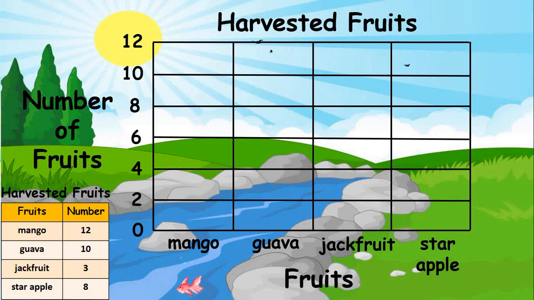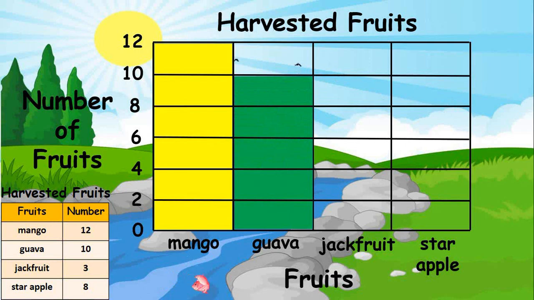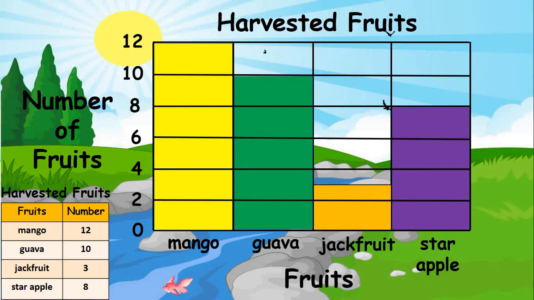And lastly, we plot bars on each data of a fruit. Let's start with mangoes with 12. Guavas harvested are 10. Jackfruits are 3. And star apples are 8. And we now have created a vertical bar graph.